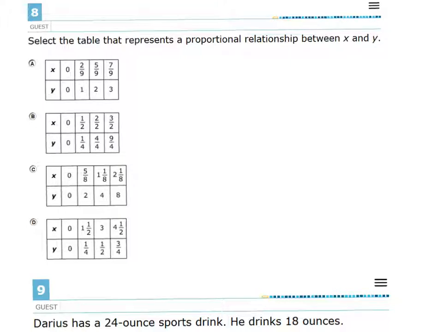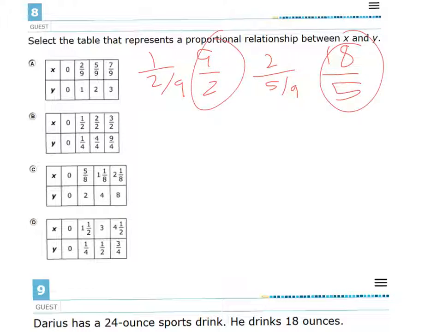So for the first one, in letter A, I would just go 1 divided by 2/9, which gets me 9/2. Then I would do the next one, which is 2 divided by 5/9. And this, however, gets me 18/5. And already I could tell that they're not the same constant, so letter A is not a possible solution.